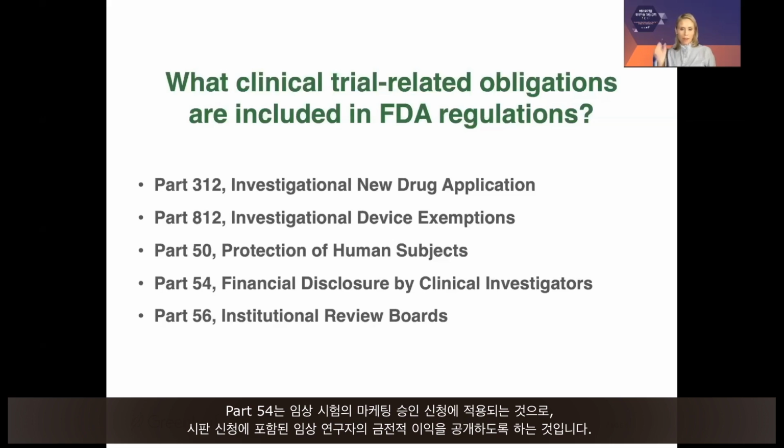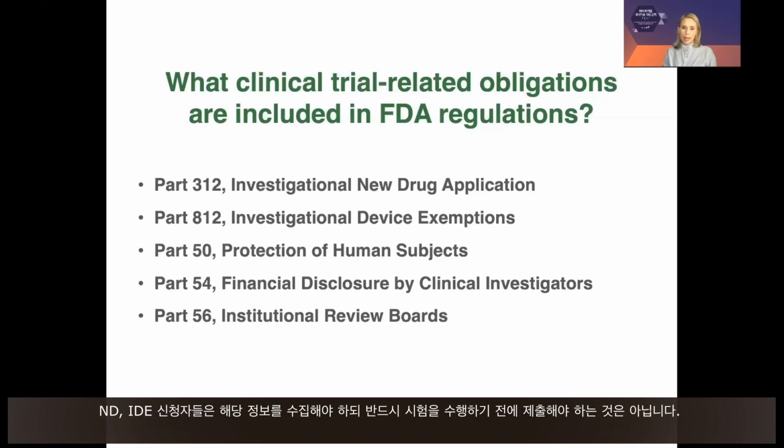Part 54 applies to applicants for marketing authorization for a covered clinical study, and really is aimed to ensure that any financial interests of clinical investigators as part of the marketing application would be disclosed. IND applicants need to collect that information, but are not required to disclose it prior to initiating the study. But you would ultimately provide that information to the agency as part of your submission.